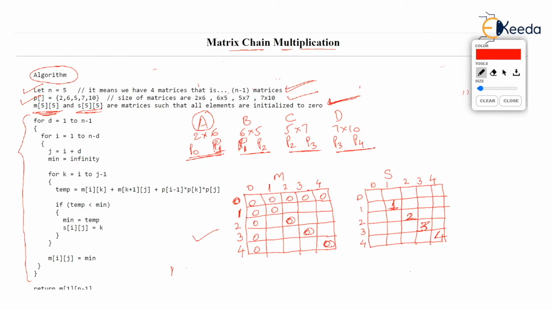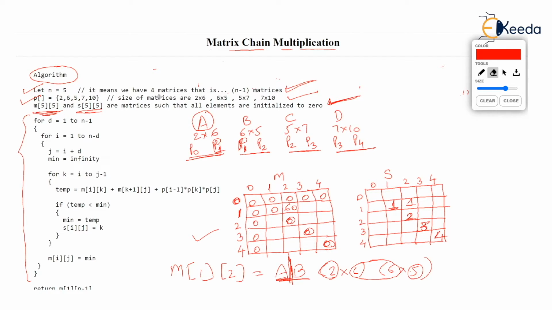Let's find 1 to 2, M12. M12 is going to be A into B, first into second matrix, and the number of multiplications needed will be, A is 2 cross 6 and B is 6 cross 5. So number of multiplications will be 2 into 6, that is 12, 12 into 5, that is 60. So this element 1 to 2 is going to be 60. And it was A cross B, that is the cut. Here you notice the cut was at the first matrix. So I will initialize S12 as 1.